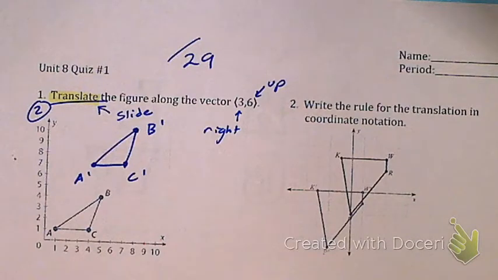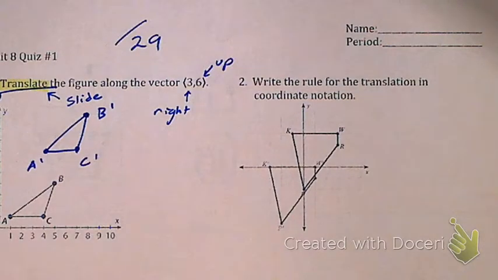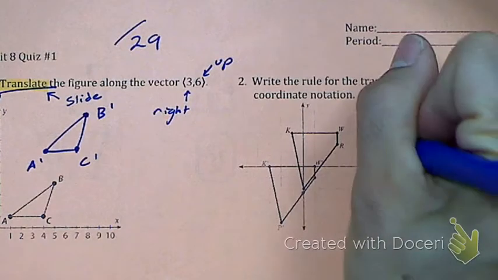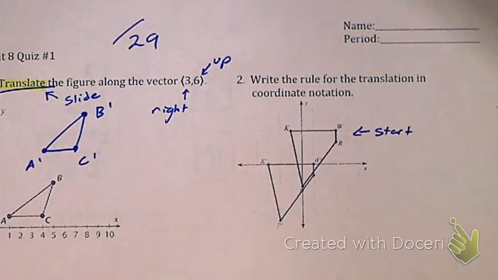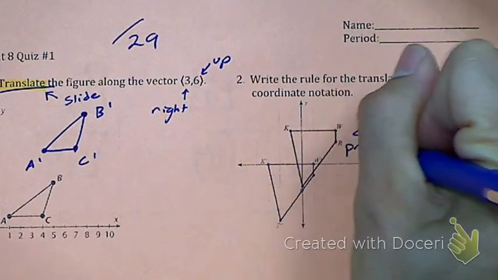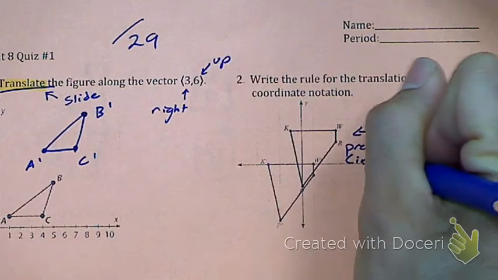Number 2, write the rule for the translation. Which one is my start? Top or bottom? What do we call the start? The pre-image. Pre-image. They use the word input.